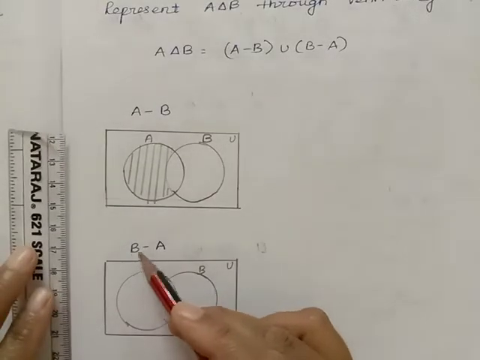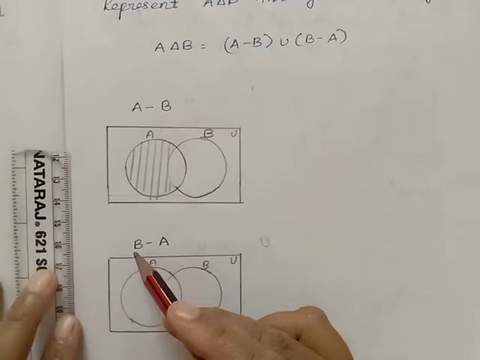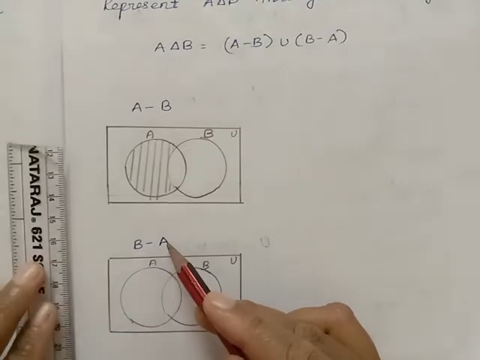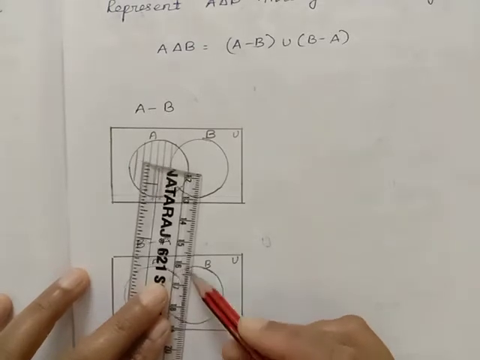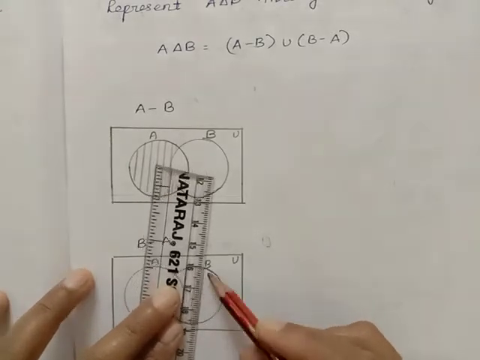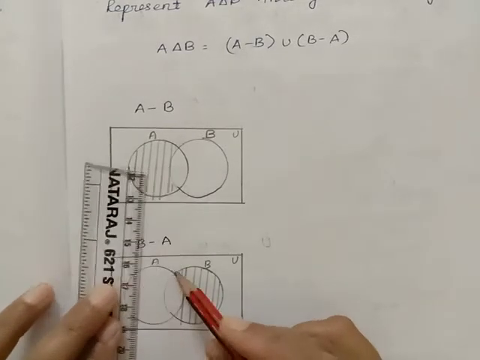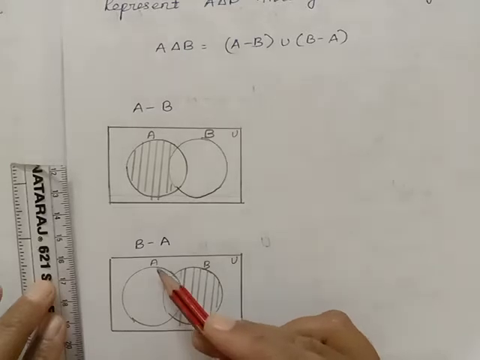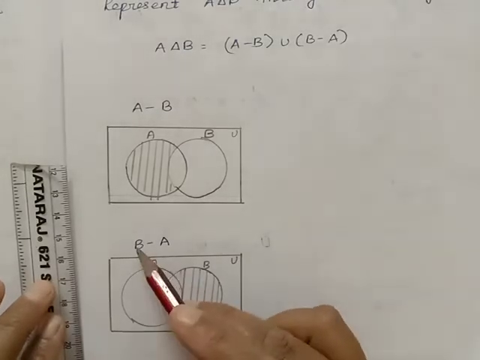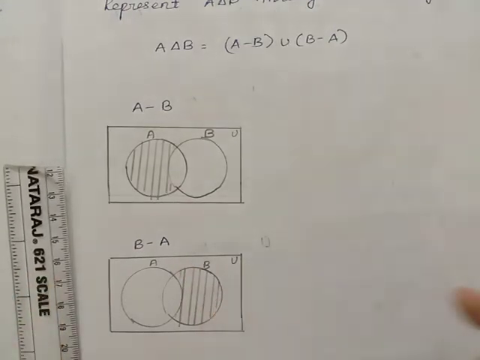Same thing now, B minus A. B minus A means it should be present only in B. It should not be there in A. So I want only the portion of B. I don't want any portion of A. Here this portion of A is overlapped on B, so this portion belongs to both A and B. But B minus A means I want only B. So I've covered only B.